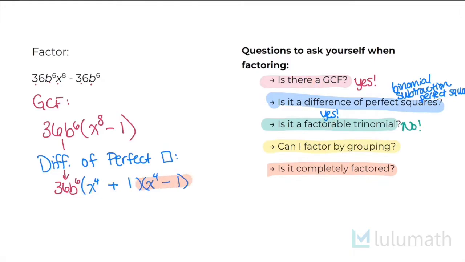So looking at our last factor that we have here, is there a GCF? Nope, there's no GCF, there's nothing in common. Is it a difference of perfect squares though? Yes, it is because it's a binomial, there is subtraction, and we have perfect squares. So we will go ahead and factor this as a difference of perfect squares. Well, the square root of x to the power of 4 is x squared, and the square root of 1 is 1. And we can do a plus sign and a minus sign to get the outer and the inner to cancel out.